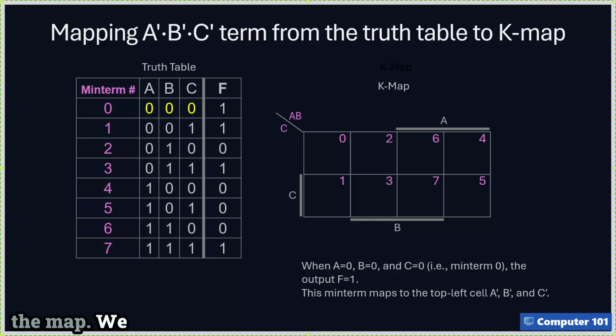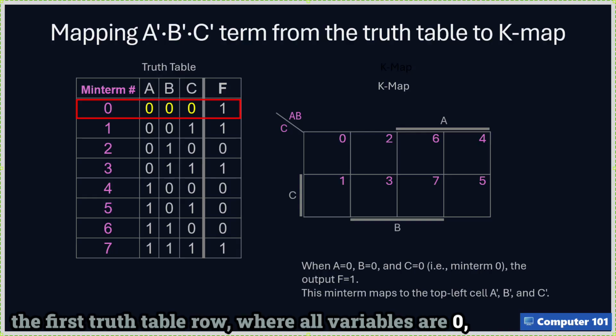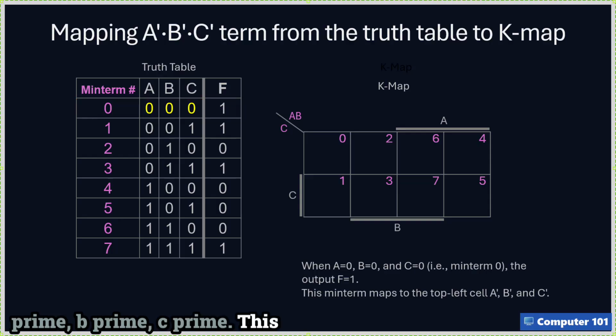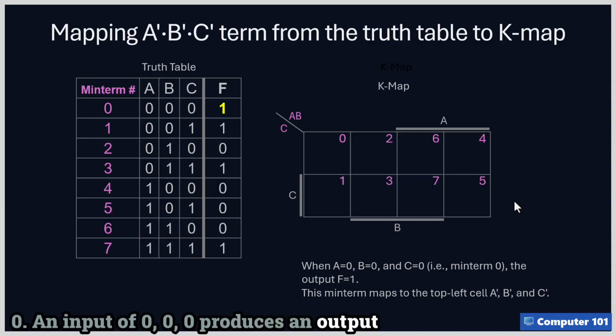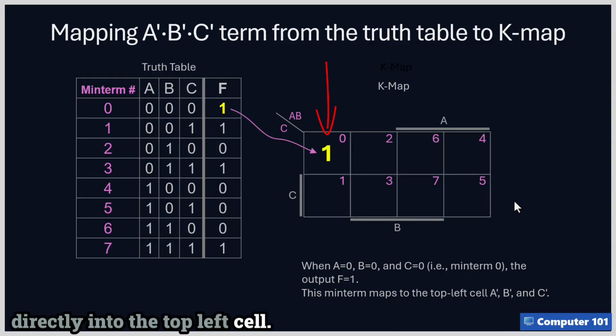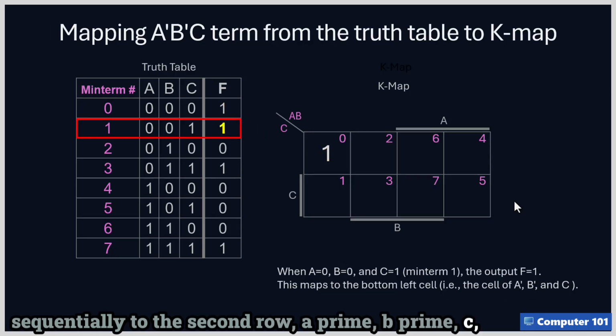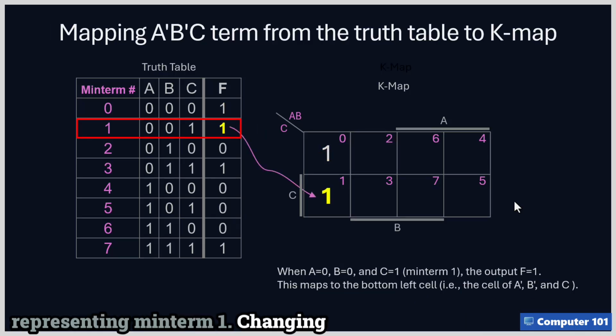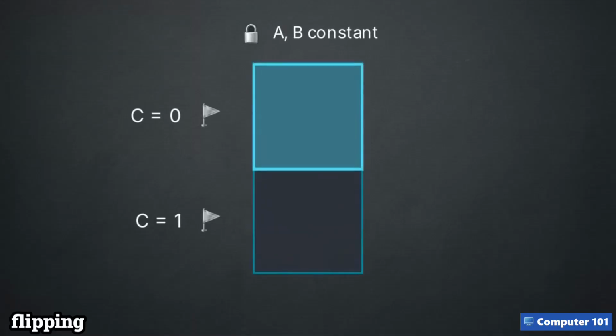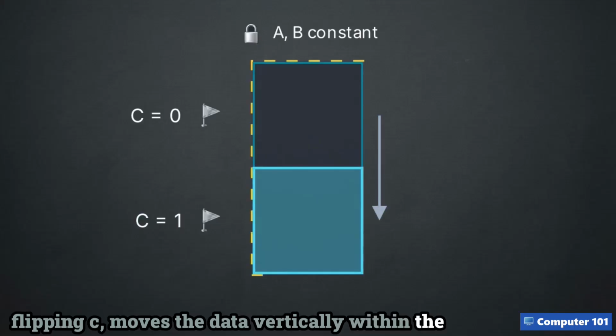We begin the mapping process by locating the first truth table row, where all variables are 0, A', B', C'. This corresponds to minterm 0. An input of 0, 0, 0 produces an output of 1, mapped directly into the top left cell. Next, we move sequentially to the second row, A', B', C, representing minterm 1. Changing only variable C to 1 pushes the mapped output directly below the previous cell, placing our next one into the bottom left coordinate. Keeping A and B constant while flipping C moves the data vertically within the same column.